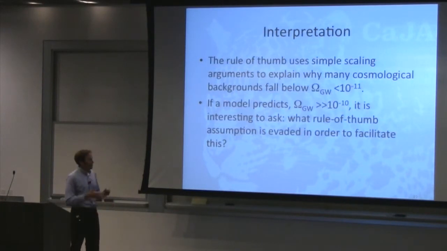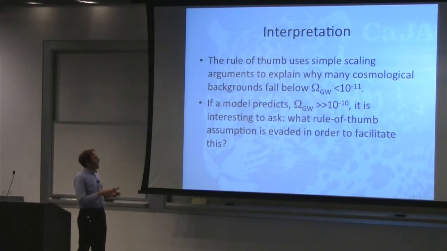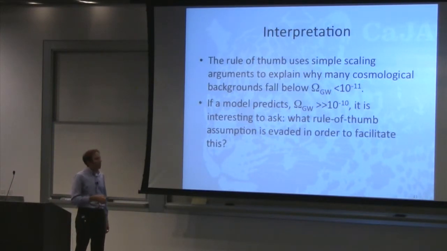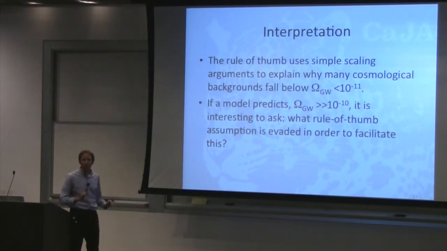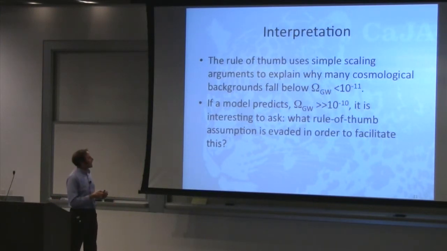So my interpretation of the rule of thumb is that it's a simple way of understanding how scaling arguments explain why many of the models in the cosmological literature predict energy density spectra that peak at no higher than 10 to the minus 11, though some models do peak higher than that. And in particular, as an observer, which is my primary role, what I find most useful about this is that it's a way for me to assess a model.